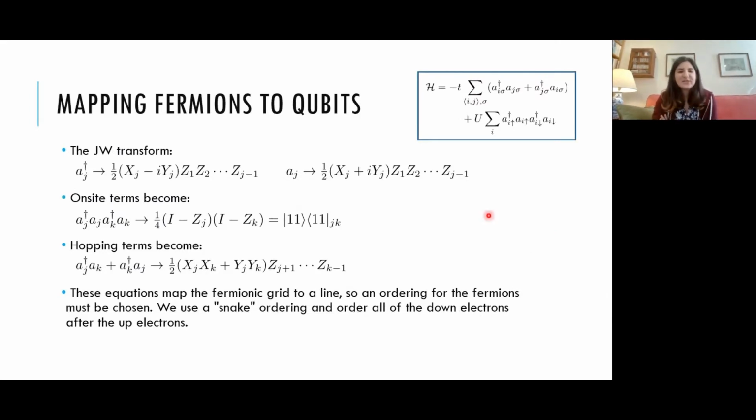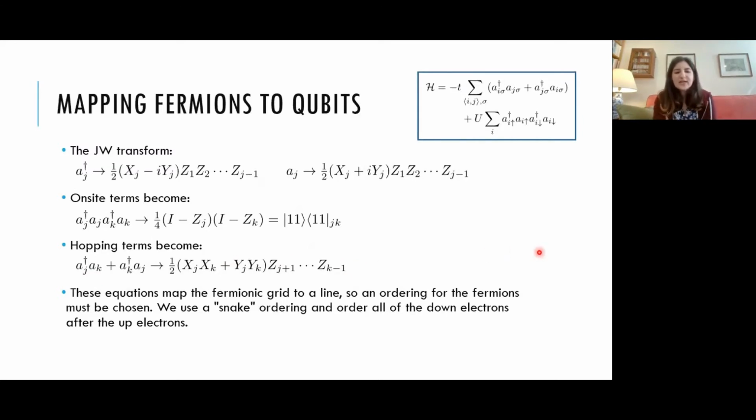So this is the actual Jordan-Wigner transformation, these 2 equations here. The on-site terms become the projector onto the 1-1 state. And hopping terms are a bit more complicated. You get this XX plus YY interaction between the qubits of interest here. But you also get a Z string between qubits J and K. This is kind of like a parity correction.